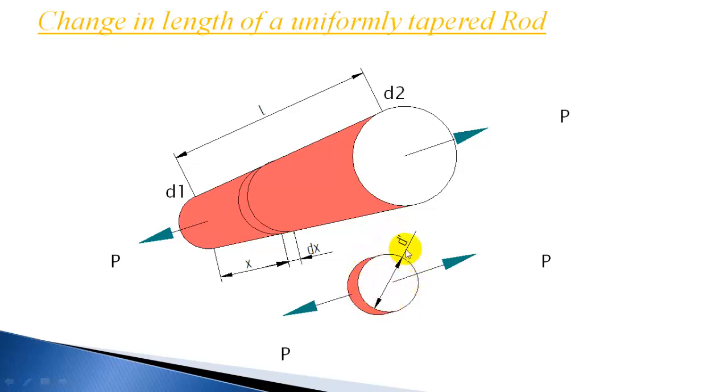Area you should calculate based on the diameter at that point, d dash. Okay, so Young's modulus is common for the entire material, and P is also common because it is subjected to axial pull P.